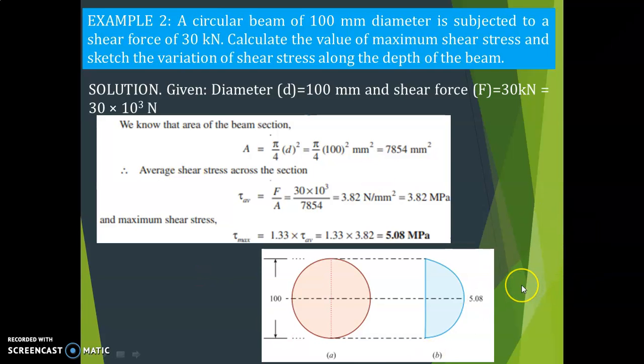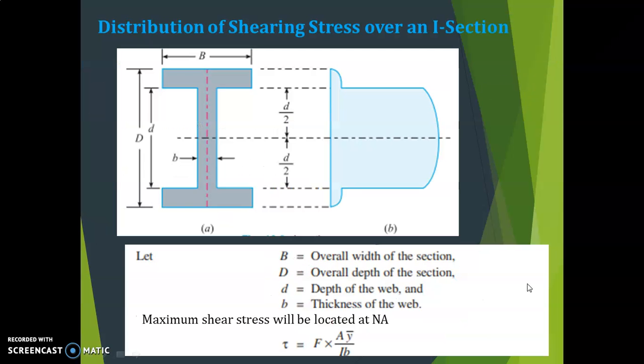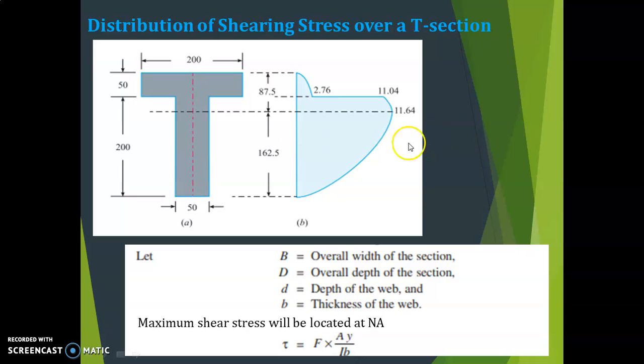The next class will discuss the T section and I section. I will just show you how to draw the shear stress distribution for the I section. Same thing, it comes like this here, and here also the maximum shear stress will be located at the center. This is for the I section, and this is the T section, like this. It is maximum at the neutral axis. Here you have to calculate where the neutral axis lies, that is here in this case. So maximum at this point.